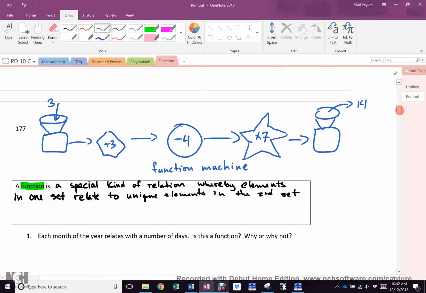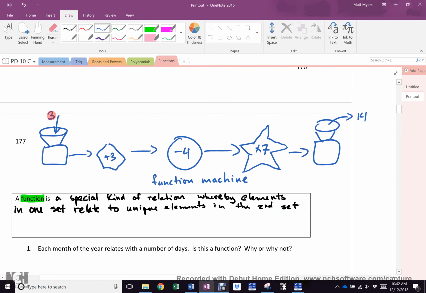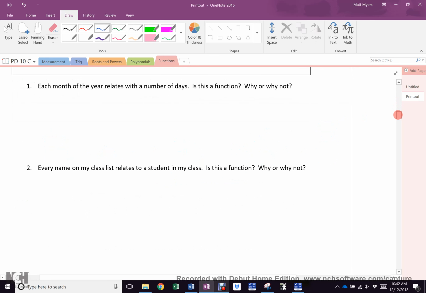My inputs, no matter what number I put in here, I will get a unique number over here, won't I? Because no matter what I put in here, will any other number than 3 get me an output of 14? Will any number other than 3 get me an output of positive 14? No. So this would create a function. Okay? Yes.